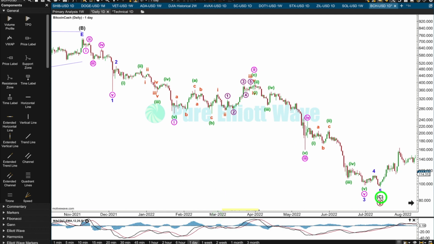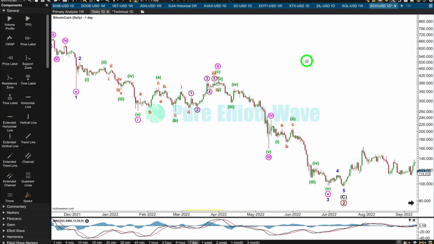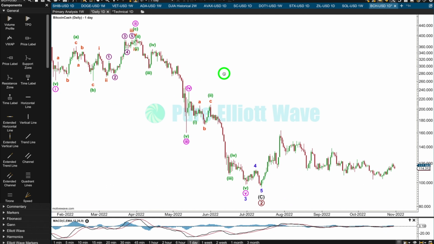Intermediate C could be complete, but I think it's also entirely possible it could need one more low, and I'm concerned that from this low to this high, this upward movement looks like a three-wave structure, not a five. The five could have been over here, and this could be part of an expanded flat. Let's look at some technicals.